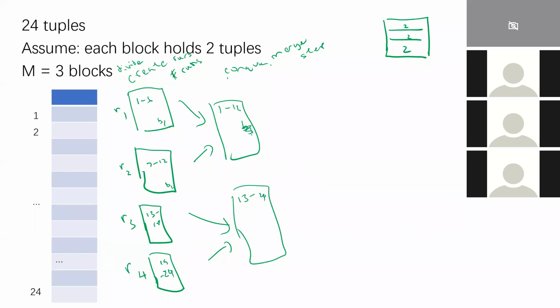And then after that, the final step of the merge will be block 1, block 2, block 3, and this will hold 1 to 24. So this is how this so-called external sort would look like. Any questions? All good? Okay, let's continue.